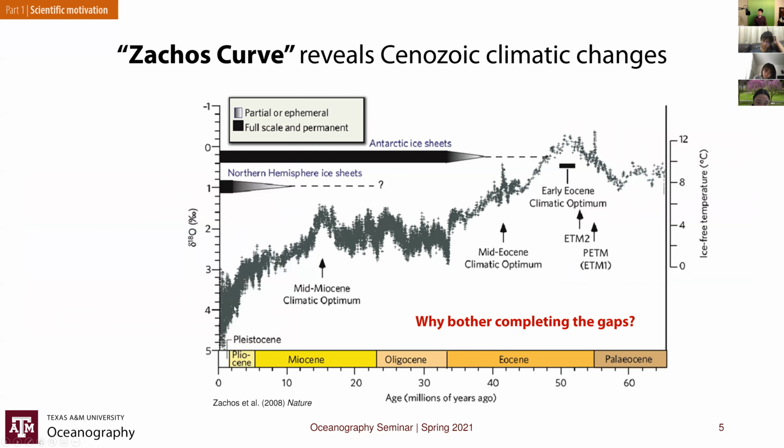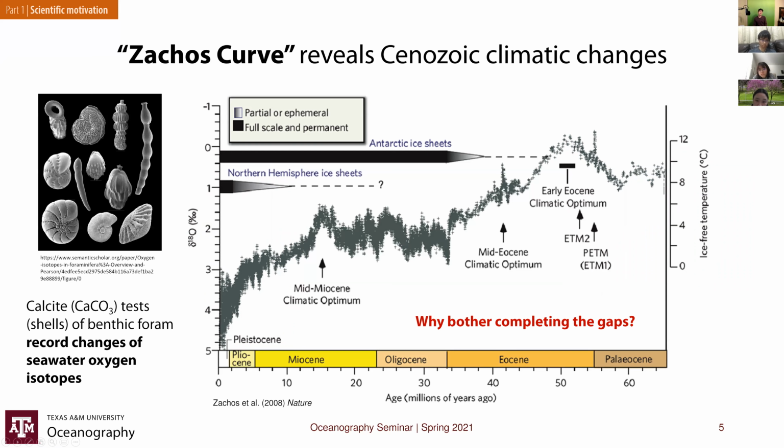So it seems like what we already have here is pretty good already. It reveals to us the climate history of the entire Cenozoic era. So why are we bothering completing the gaps? It seems like it doesn't have any gaps in this curve.